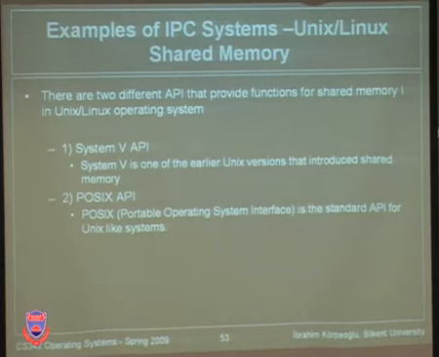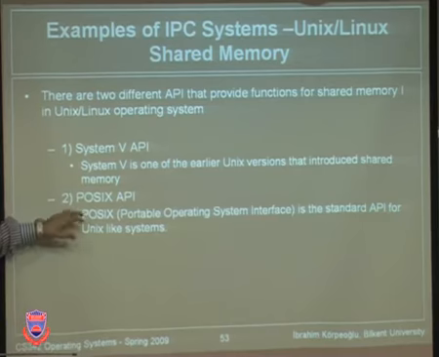So therefore, we have System5 API and POSIX API. The basic idea is the same. Both create shared memory between processes. Both APIs can be used to create shared memory between processes, but each has a different set of functions included in it. So you have to learn what functions are there if you want to use one of these.